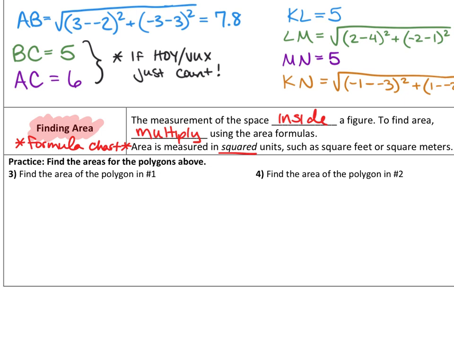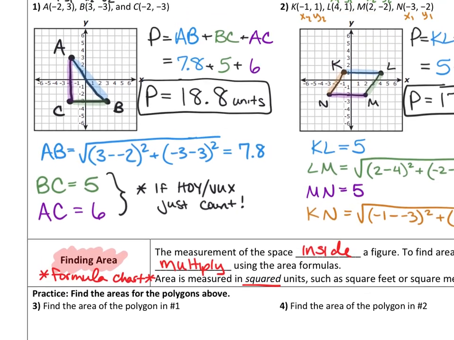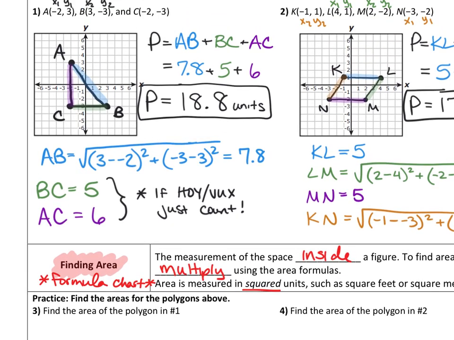Okay, number 3, already going to a practice problem, says find the areas for the polygons above. For number 1, what shape is that called again? Don't overthink it. 3 sides make a triangle. Look on your formula chart for area of a triangle, because it is not length times width.